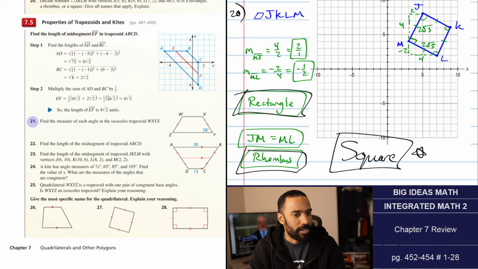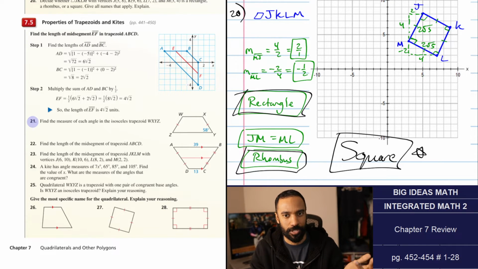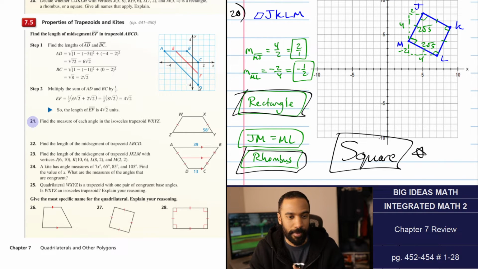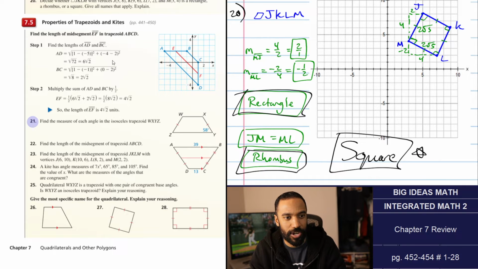They use a graph-based version of examples: find the length of the mid-segment of a trapezoid. It's really weird when they do these example things. They're like, this covers the entire section. Not even close. They don't even bring up kites here or anything about trapezoid base angles and diagonals being congruent for isosceles trapezoids.